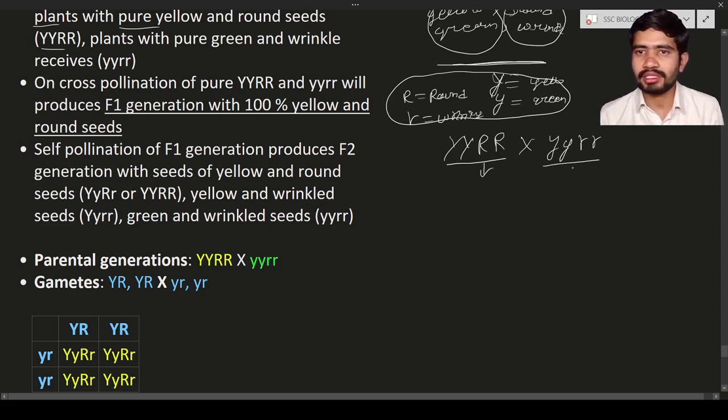So now take the gametes. If you take the gametes from the parents, what type of gametes will you get? You will get some kind of gametes that we will discuss after a moment.